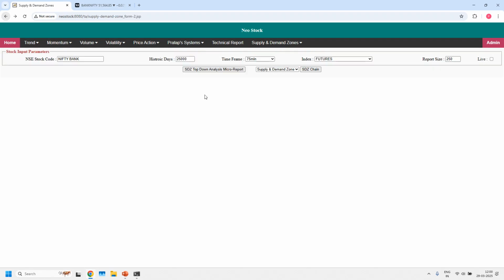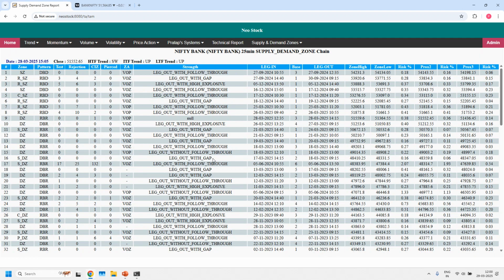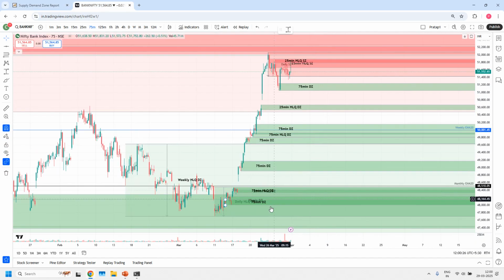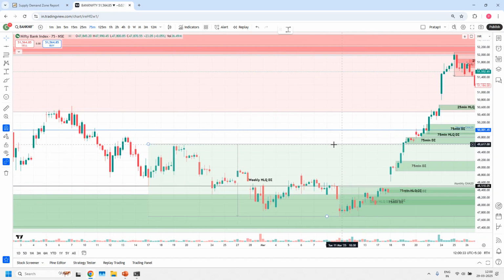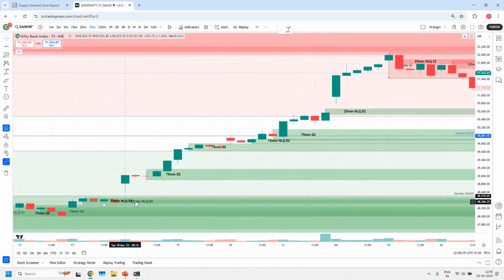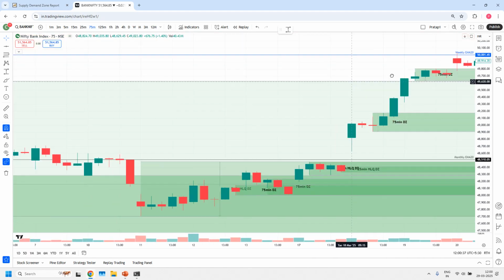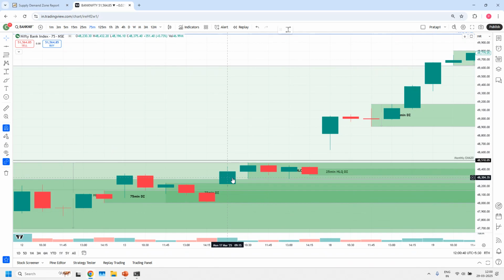Okay, now I'm going back to the 25 minutes time frame. Let me complete the 25 minutes demand zones. The 25 minutes supply zones we have already drawn. For the 25 minutes demand zone, I think we have drawn only one, the first one. Somewhere here we have drawn it. Yeah, this is the one I have drawn. When it is, this is 75.